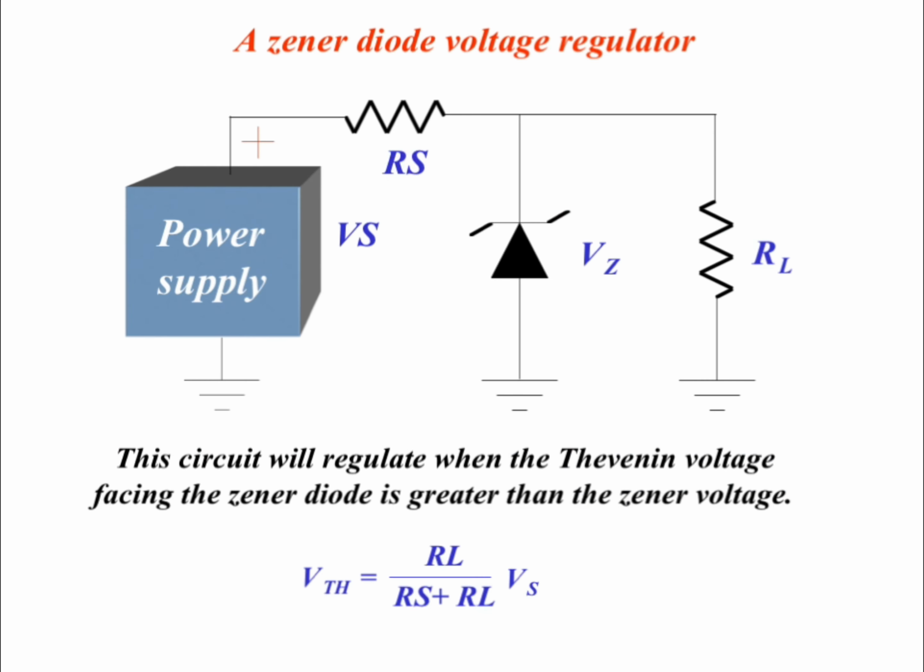Zener diode voltage regulator plus Thevenin condition. This is a basic Zener voltage regulator. Regulation happens when the Thevenin voltage seen by the Zener is greater than Vz. The slide also shows the Thevenin relation using Vs, Rs, and RL.